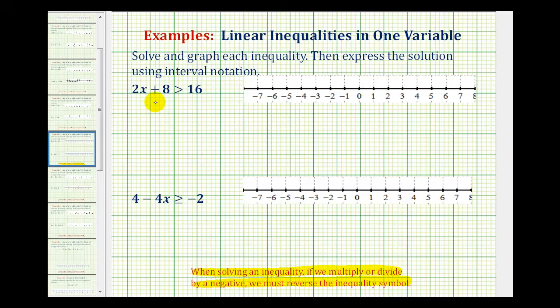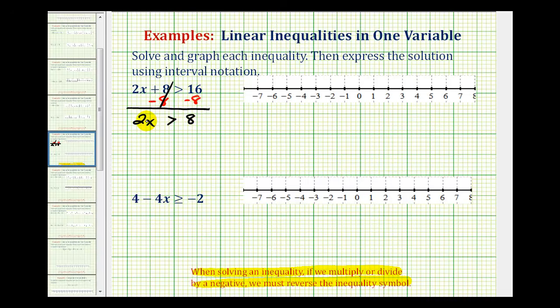Looking at the first inequality, we have 2x plus 8 is greater than 16. So we want to isolate x on the left side of the inequality. So we need to undo this addition and then undo this multiplication here. So we'll start by undoing the addition, so we'll subtract 8 on both sides of the inequality. Simplifying, we have 2x, this would be 0, greater than 16 minus 8 would be positive 8.